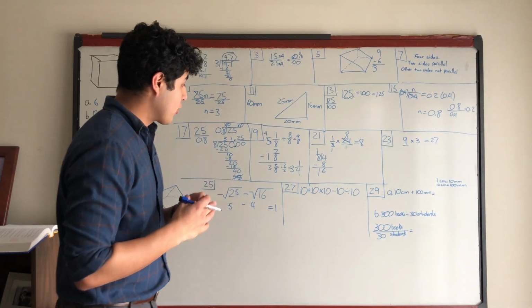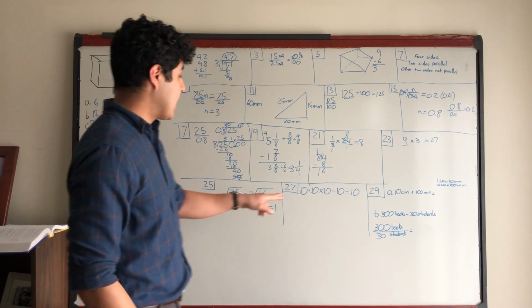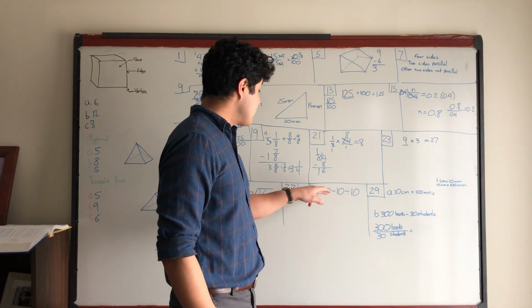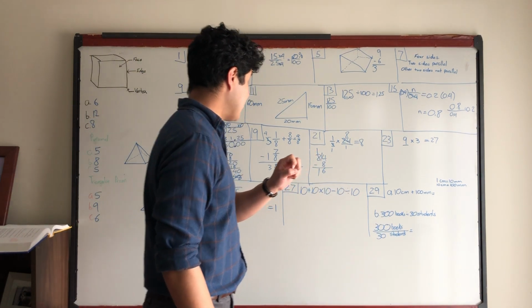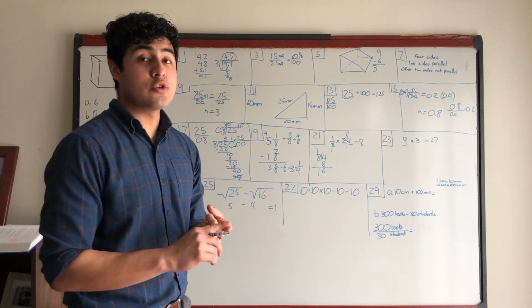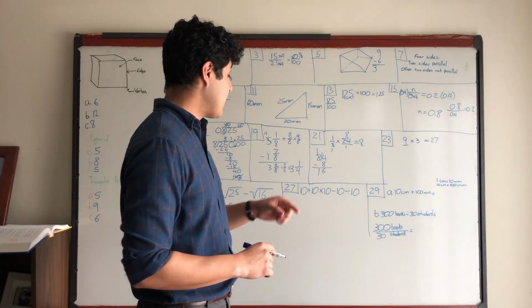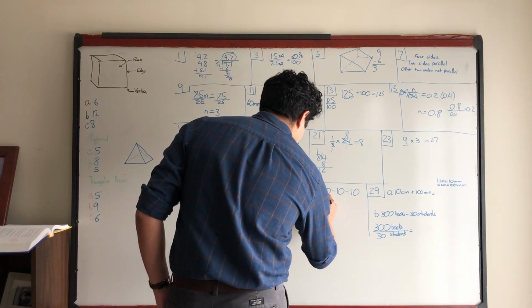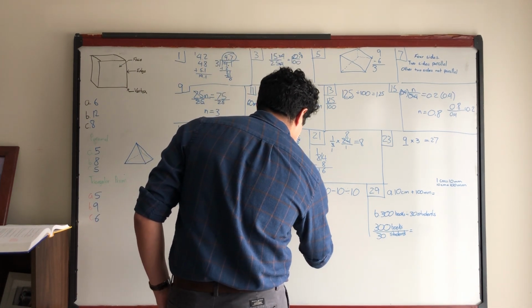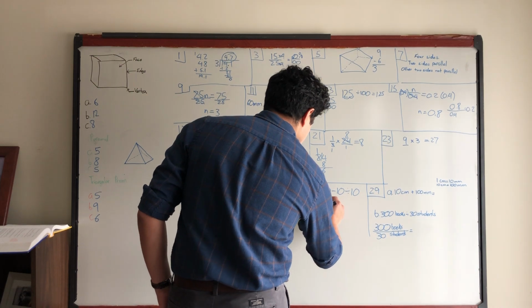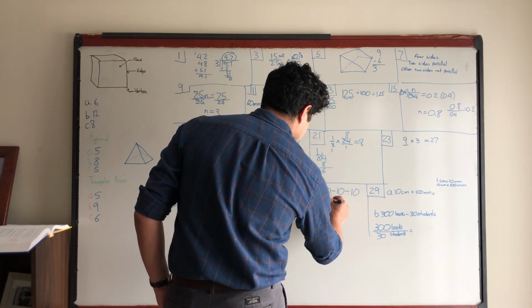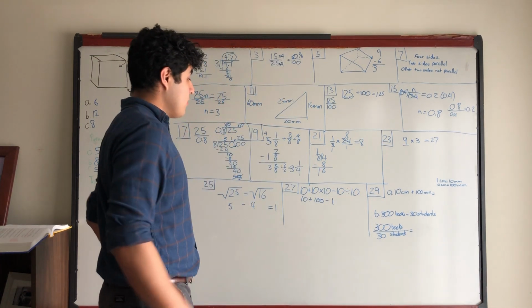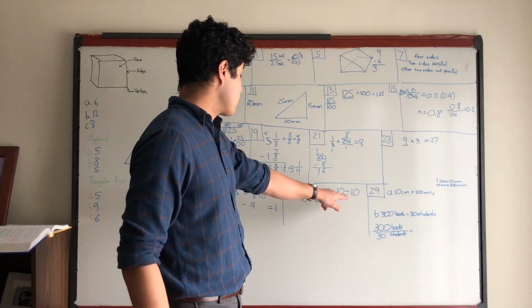Problem number 27. Important that we do our order of operations correctly. So we've got 10 plus 10 times 10 minus 10 divided by 10. The first thing we need to do is multiply and divide from left to right. So we do those operations first. So we've got 100, okay? So 10 plus 100 minus 10 divided by 10, which equals 1, okay? These are the first operations that you perform.